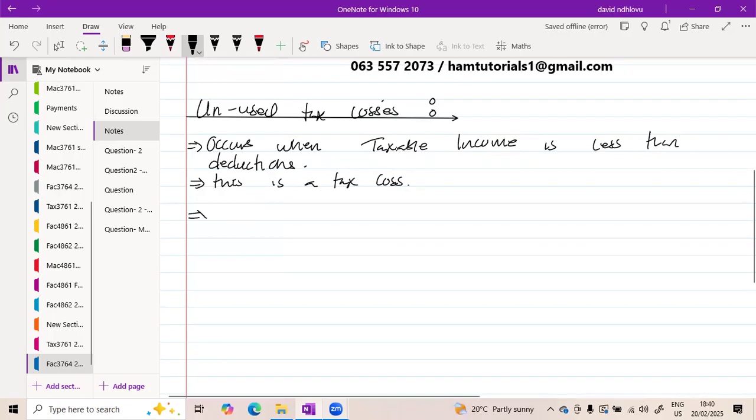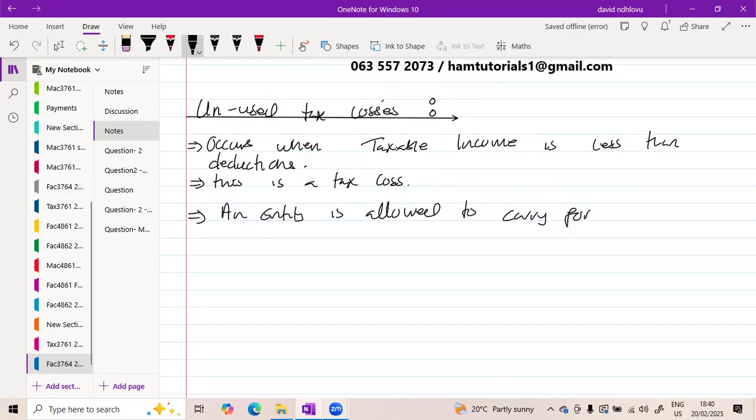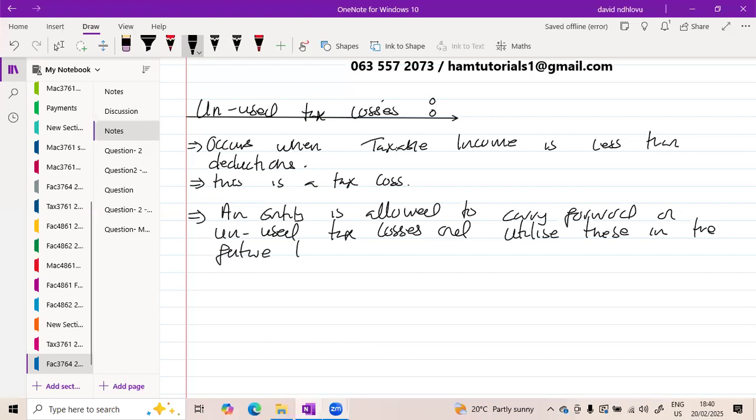Right, so usually an entity is allowed to carry forward any unused tax losses, and utilize these in the future to reduce current tax of future periods.